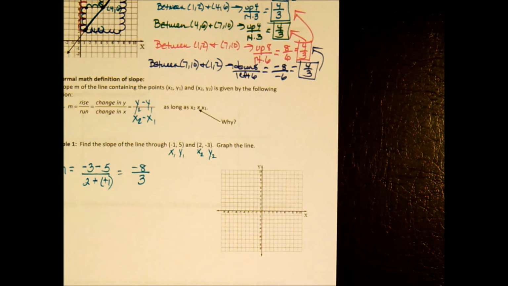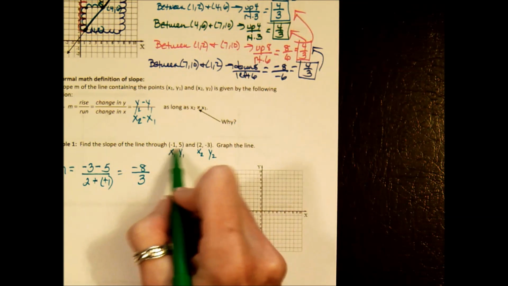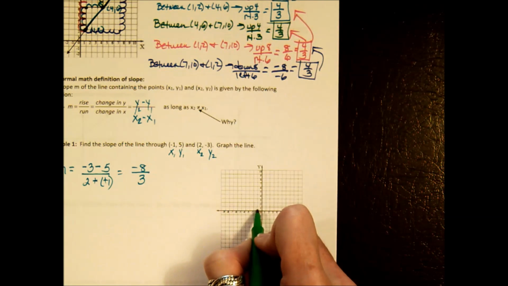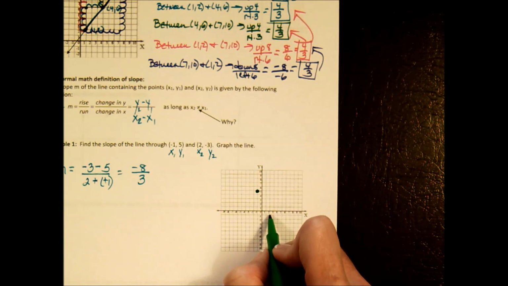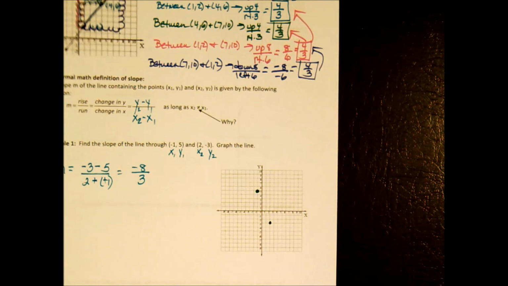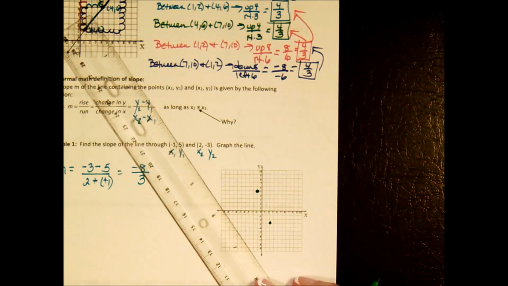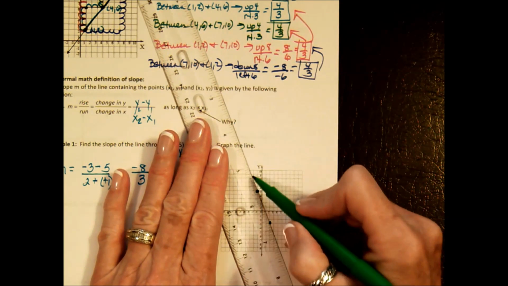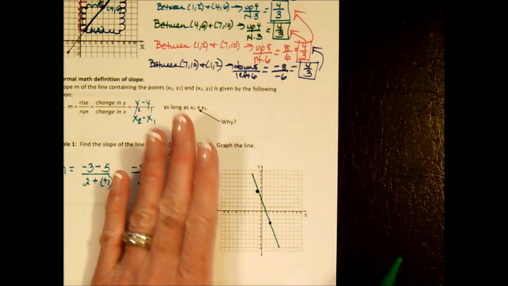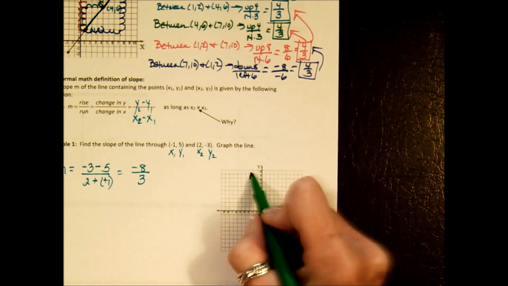Now let's see if we get the same thing if we plot those points and we count the slope, rise over run. So if I plot the first point, it's -1, 5. The second point is the point 2, -3, which is right there. I am going to graph my line by connecting my two plotted points.